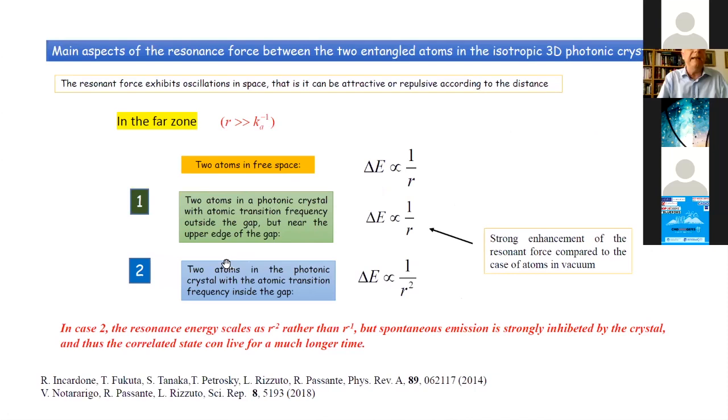On the contrary, in the second case, when the atomic transition frequency is inside of the gap, we find that the interaction energy decreases with the distance as 1 over r squared. So it decreases more rapidly with respect to the case of atoms in free space. However, even if in this second case the resonance interaction energy is relatively suppressed with respect to the case of atoms in free space, it is still a very strong interaction if we compare it with the usual dispersion interaction.